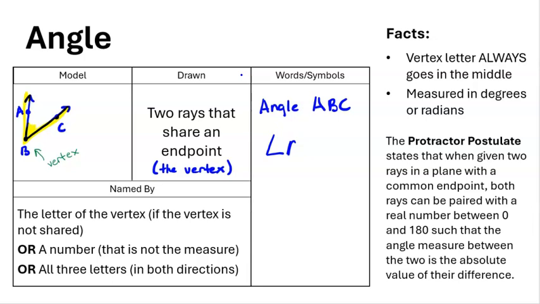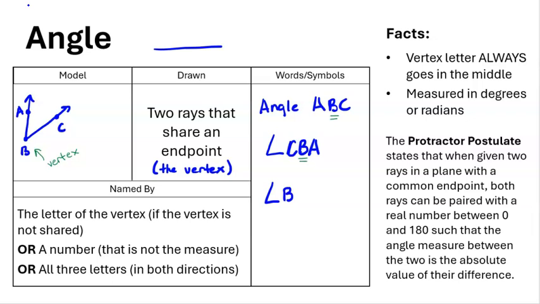And so we could also call this CBA. And notice that B is still in the center. When you have an angle that is by itself, and there's only one angle that you're looking at, you can also name it by the vertex like that.